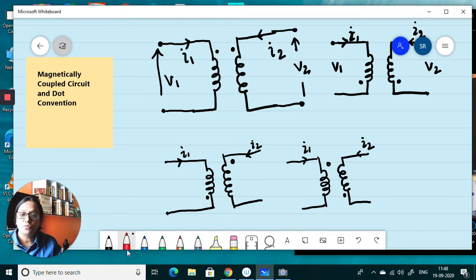When two or more coils are very close to each other, current in one coil will affect the EMF induced in the other coil. Then these coils are called mutually coupled or magnetically coupled circuits. As we know, the magnetic flux lines always form a closed loop.